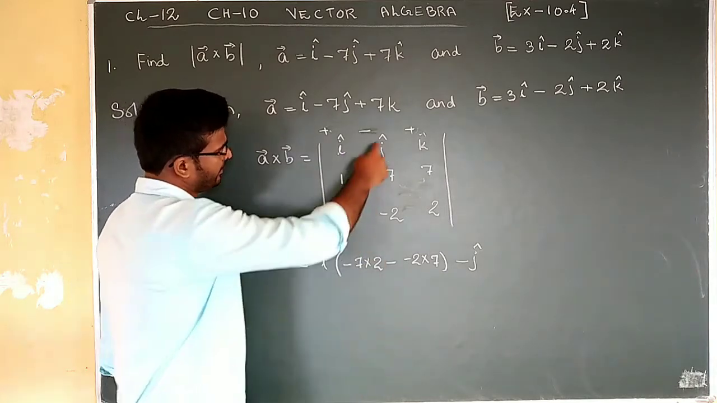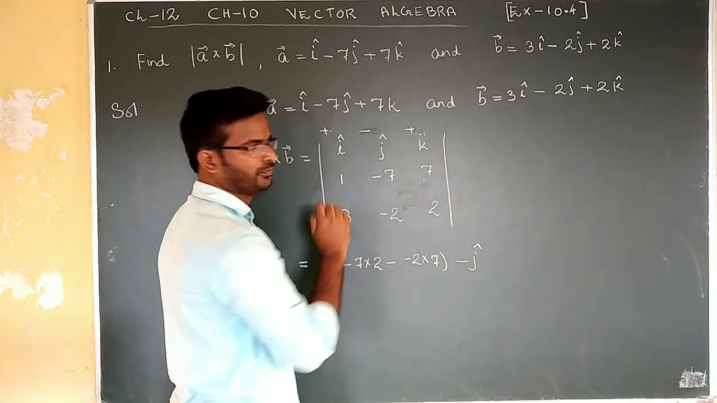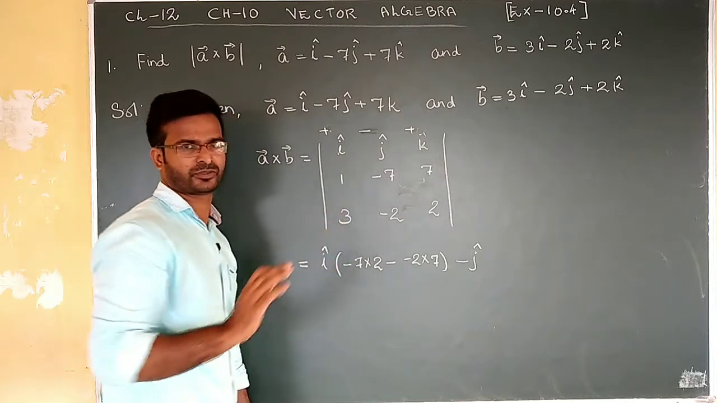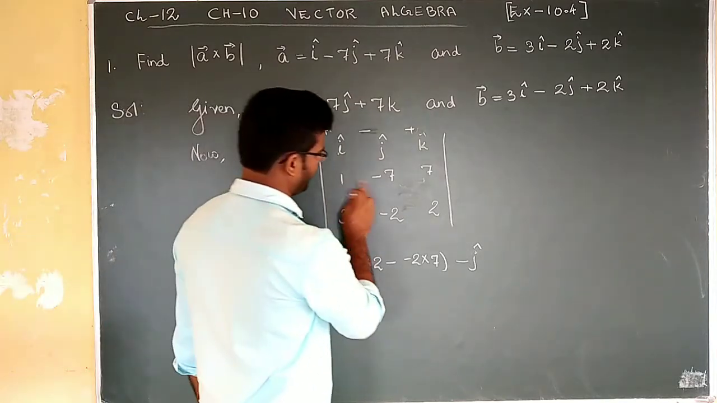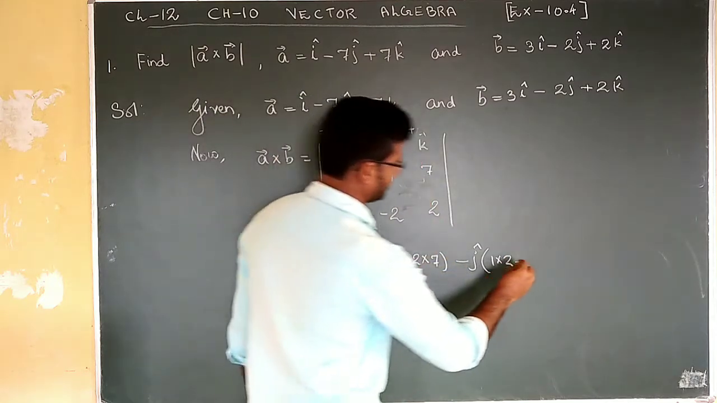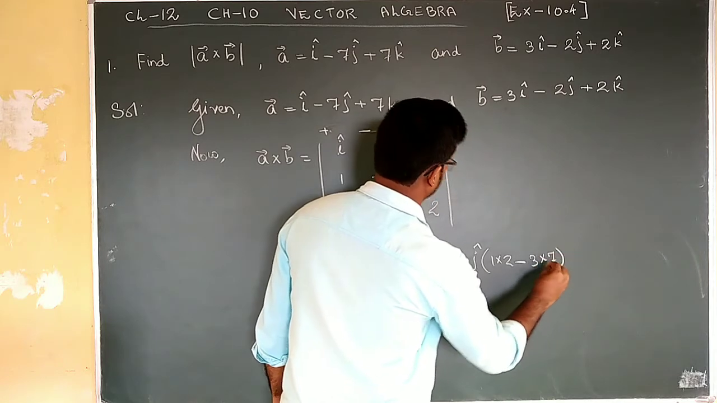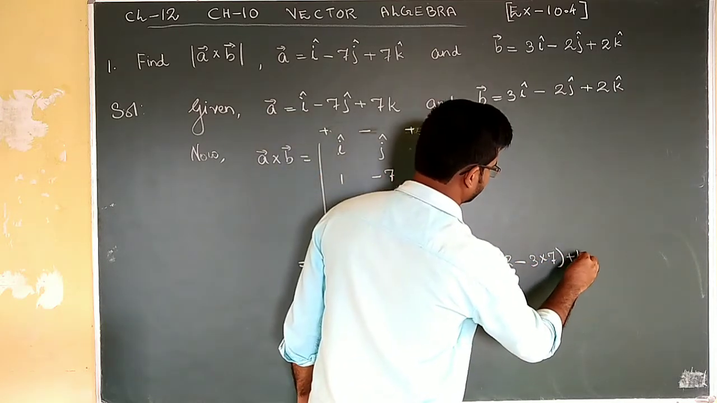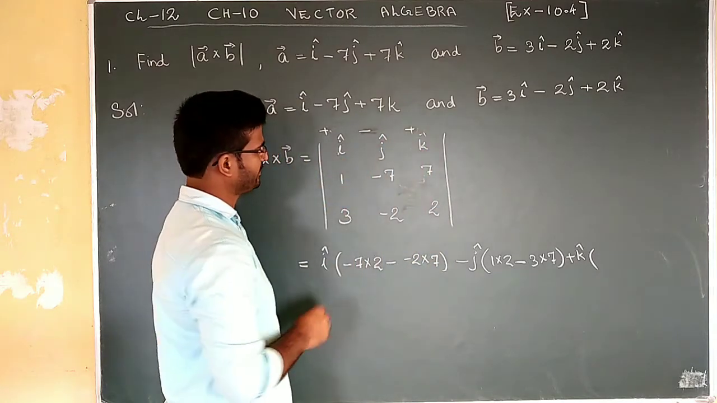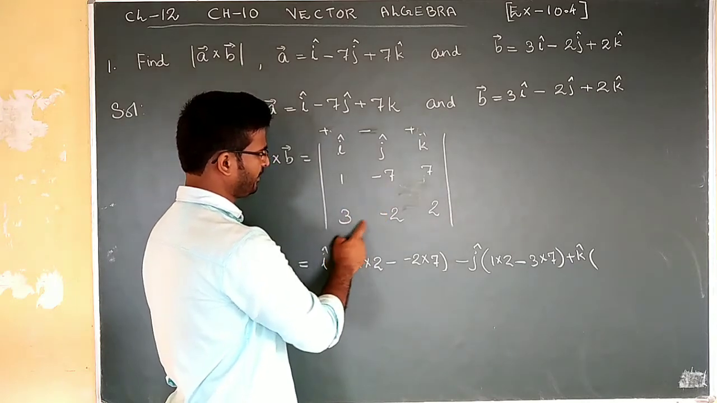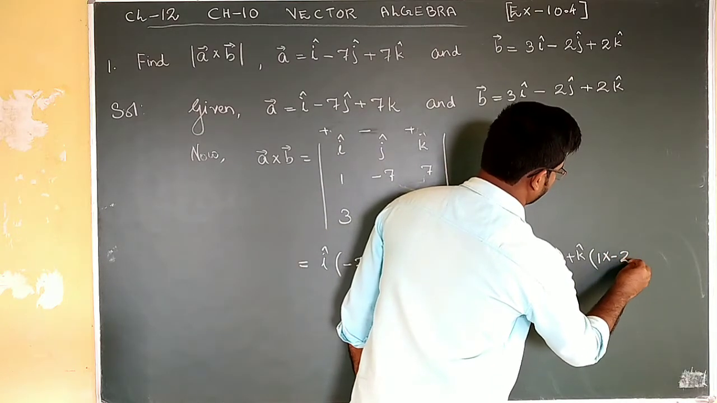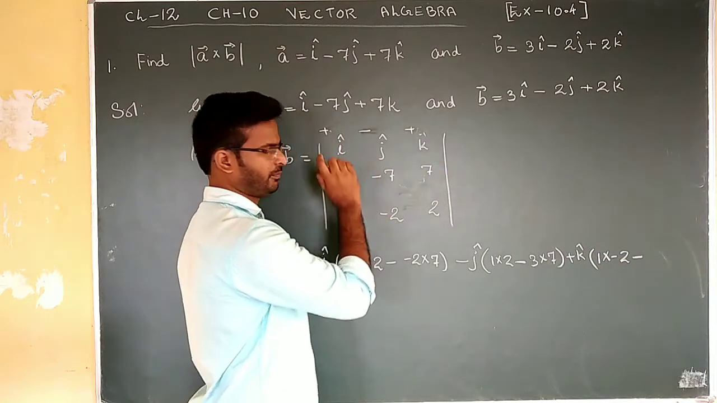Then minus j. Leave the second column and first row. The remaining numbers are 1, 7, 3, 2. Only these 4 numbers remain. Then cross multiply: 1 into 2, minus 3 into 7. Then the last term, plus k. Leave the third column and first row. The remaining numbers are 1, minus 7, 3, minus 2. Cross multiply: 1 into minus 2, minus 3 into minus 7.